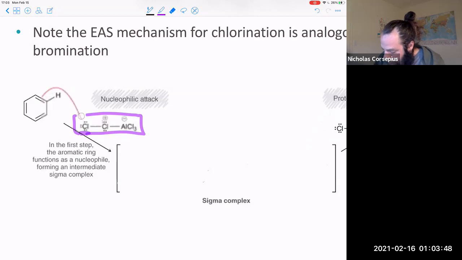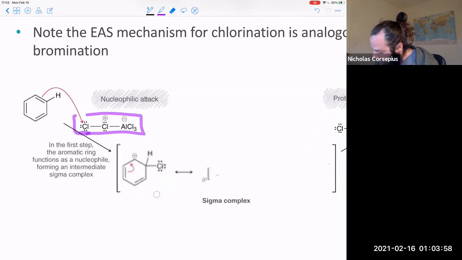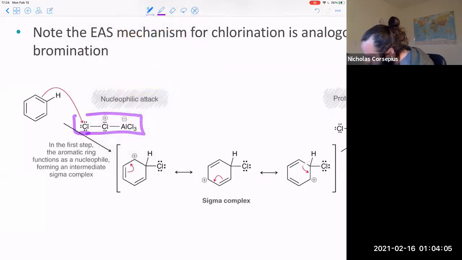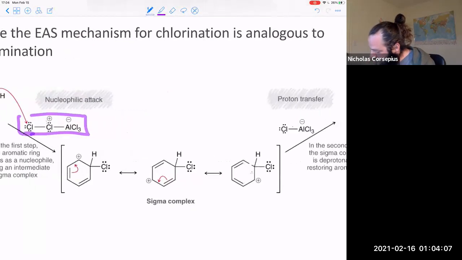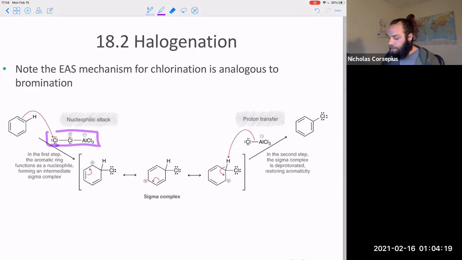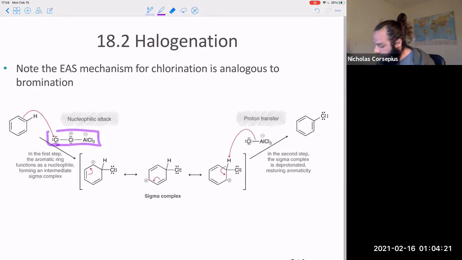Okay, so from there, everything's the same. You have the nucleophile, which is the ring, going and attacking the electrophile. You form your sigma complex, or your resonance stabilized carbocation. And then the last step is, again, some base is going to come along and accept that proton, allowing the ring to form back as an aromatic ring. In this case, it's this chlorine, so that we can reform our catalyst, the aluminum trichloride.